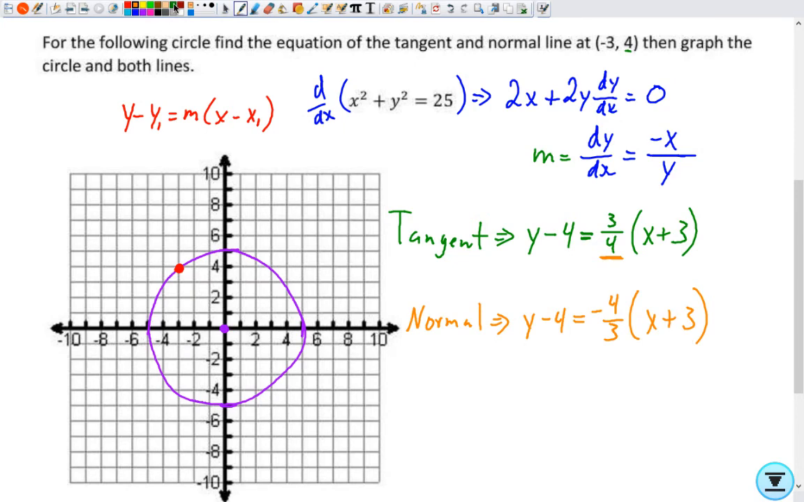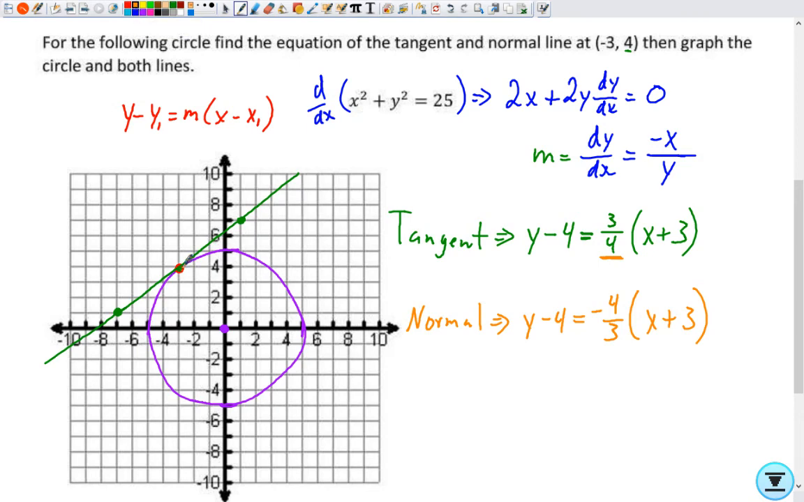So for the tangent line, this is my point. It has a slope of 3/4: over 4, up 3. So this right here, that's my tangent line.